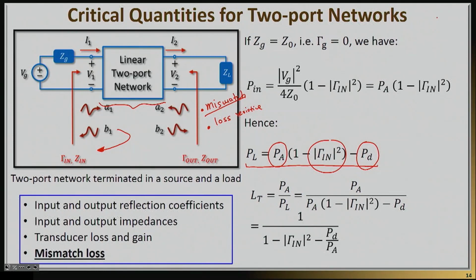So if you want to separate the two, sometimes you can write this transducer loss that we discussed before in the form that you will see right here, where it can explicitly give you the amount of loss you suffer due to mismatch, and that means make Γin zero if you don't want that loss, and the amount of power loss you suffer due to the ohmic loss, in which case it simply means use a better technology to have a lower loss system.